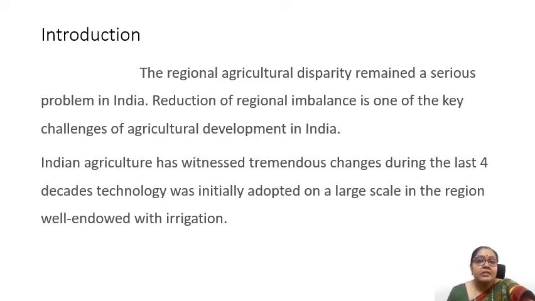Indian agriculture has witnessed tremendous changes during the last 4 decades, and technology was initially adopted on a large scale in regions well endowed with irrigation. We have discussed irrigation and how it has brought about changes. We see this happening in the last 4 decades, and technology has also contributed to bringing in some changes.